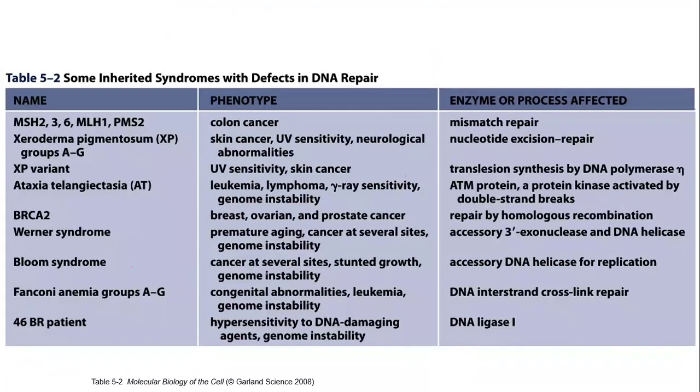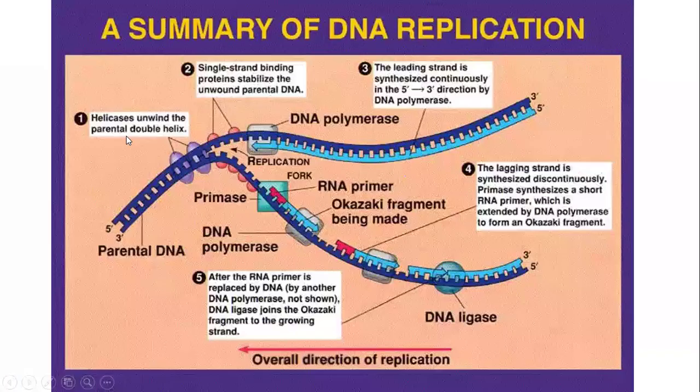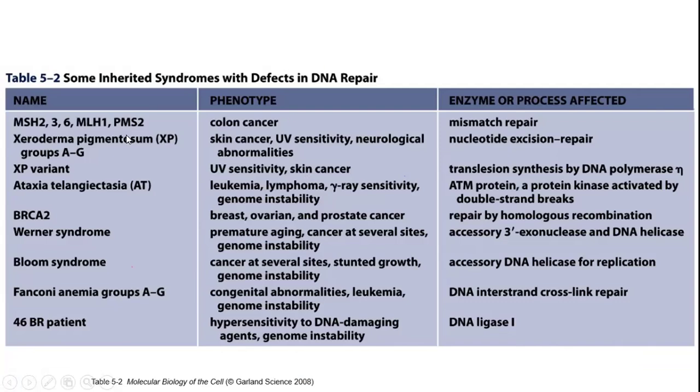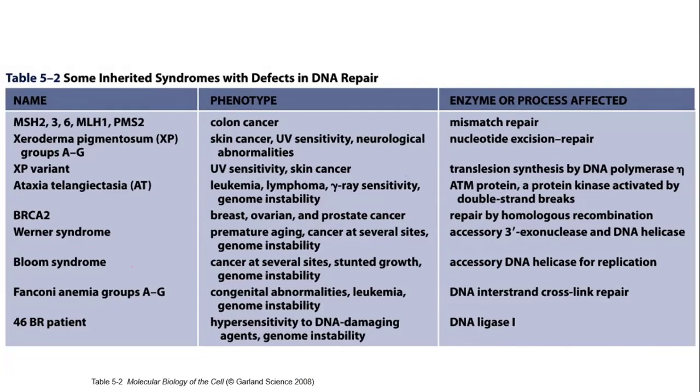All right, let's look at some inherited syndromes with defects in DNA repair. You can see the name of the syndrome is xeroderma pigmentosum. The one we have just seen is the most popular of them. But beyond that, there are other ones: ataxia telangiectasia, BRCA2, which is a gene that is actually associated with breast cancer, ovarian cancer, prostate cancer. Werner syndrome, Bloom syndrome, Fanconi's anemia, and 46BR patients. To see how they are actually affected, the phenotype, and then the enzyme or process affected.